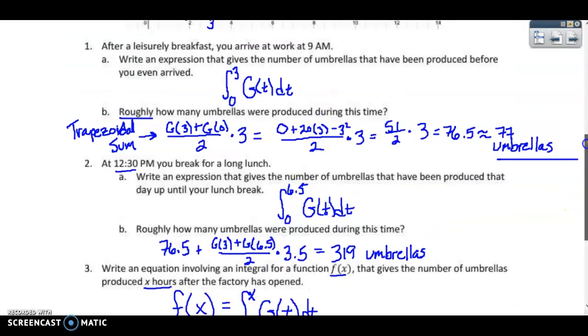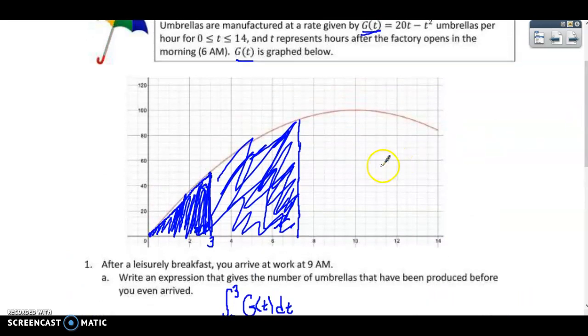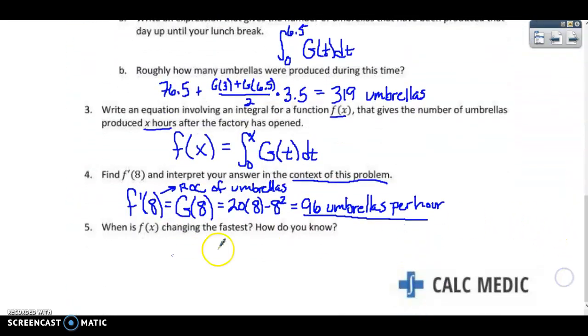Well, let's go back and look just kind of simply at our graph. Remember, this is a rate of change graph right here. When is our rate of change the fastest? Well, where's the peak? I think the peak's right here at 10 hours. This is when our rate of change is the greatest. It's about 100 umbrellas per hour. So at t equals 10, that's when f of x is changing the fastest. That's when our f prime is the greatest, and that's at 4 p.m.